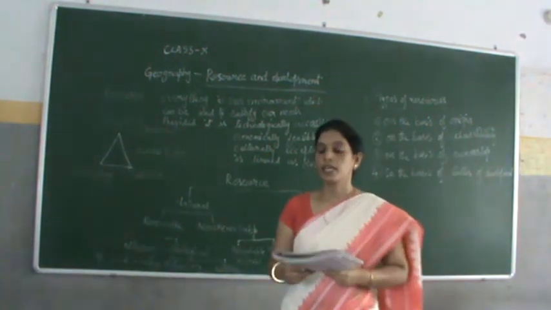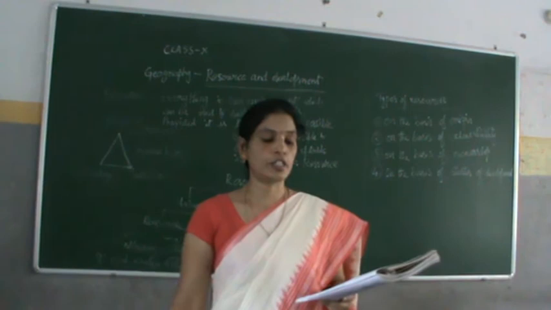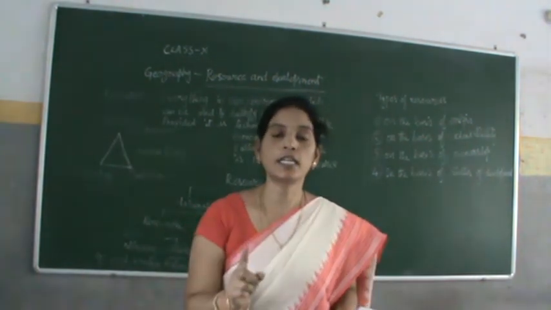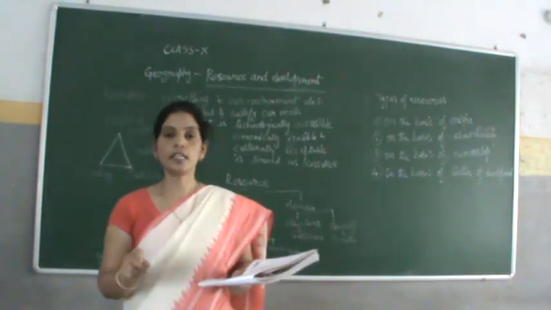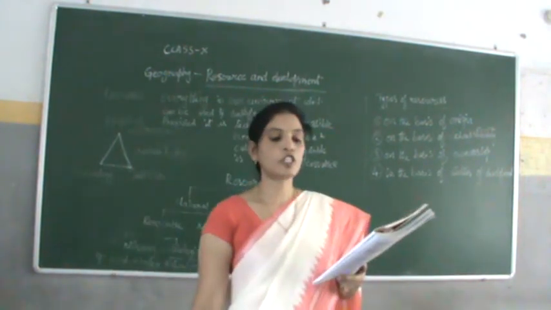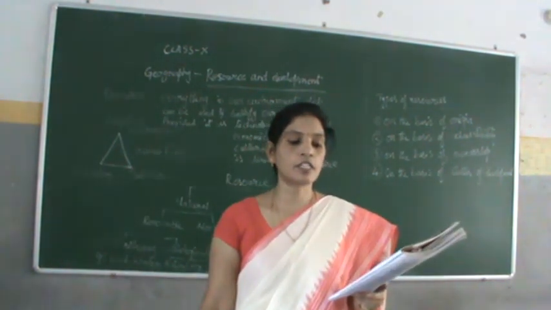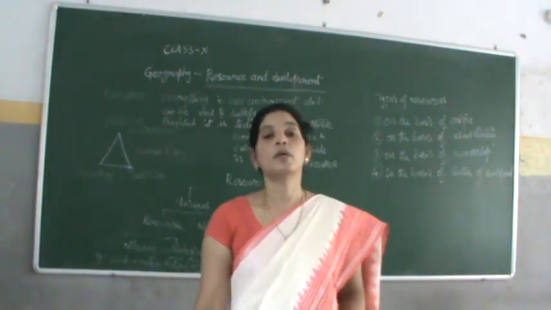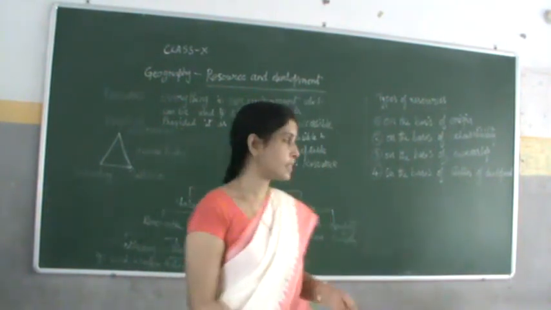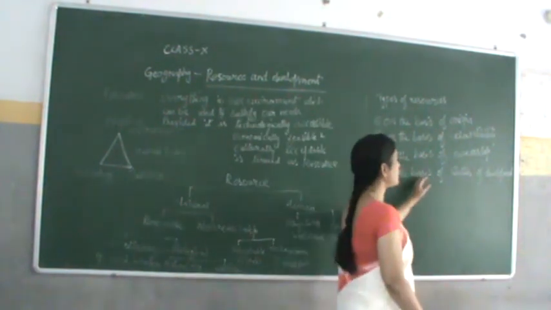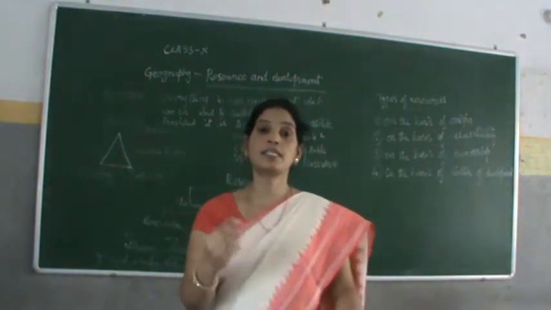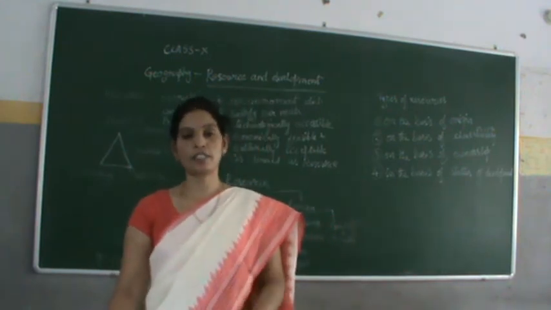Coming to the next one, that is international resources. These are the resources which are regulated by international institutions. The oceanic resource beyond 200 nautical miles of the exclusive economic zone belongs to these international resources. Then coming to the next one, on the basis of status of development, how these resources are developed.